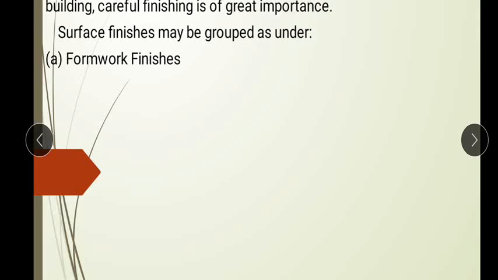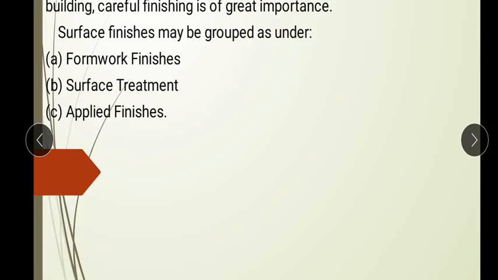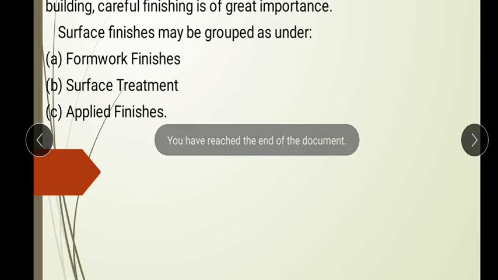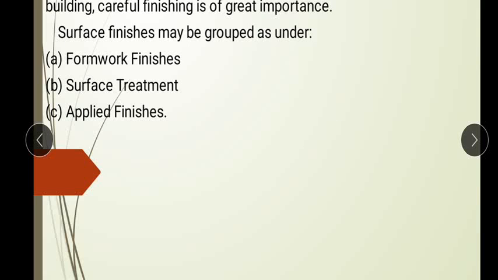Formwork means, as we already know, using shuttering and everything we can finish the surfaces, or surface treatments, especially for slabs, and over the slab we need to get a proper surface. For that we definitely need to use some surface finishers. Using those surface finishers only, we may get properly cleaned or smoothened surfaces, or applied finishers, which is after laying the concrete, using cement mortar or some coloring components.